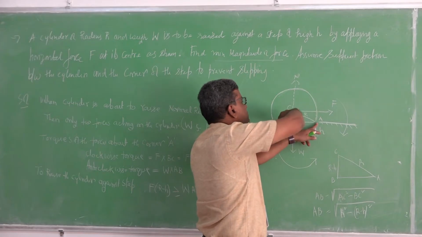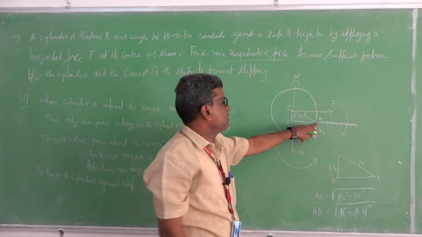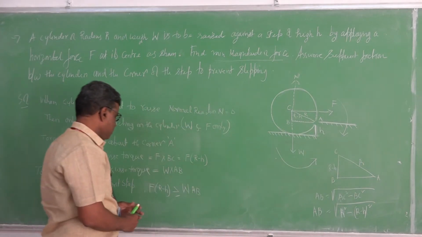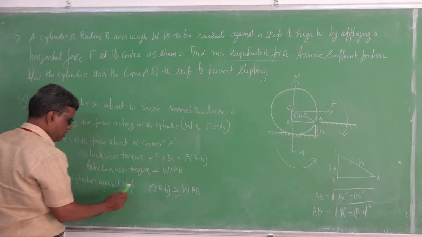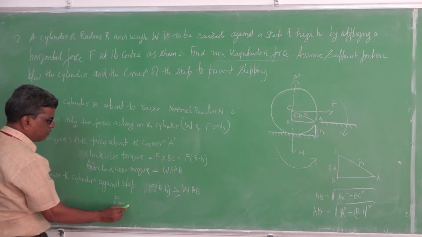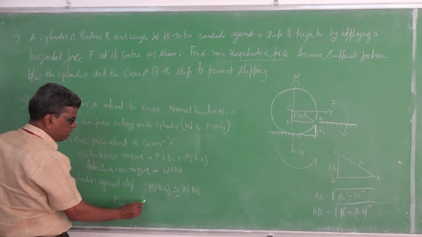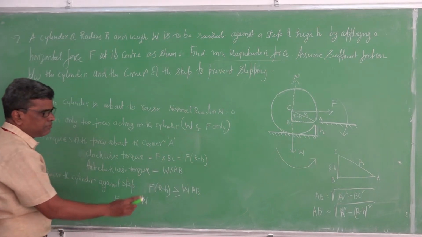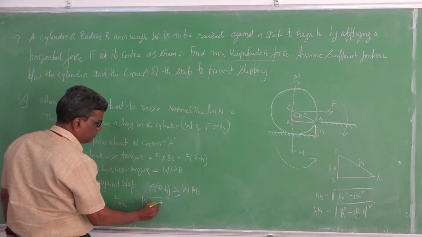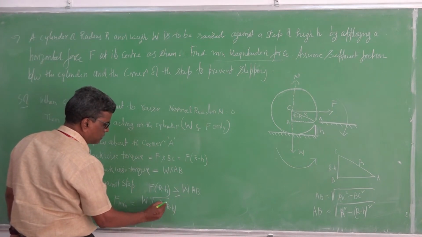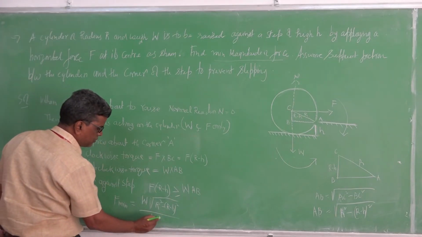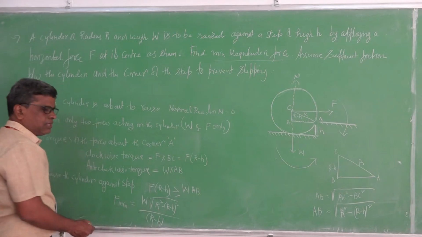Without slip, the cylinder rises onto the step. So this should be greater. This is the required condition. So F minimum should be equal to W into AB. What is AB? AB is the square root of R square minus (R minus H) whole square, divided by (R minus H). So this is the answer.